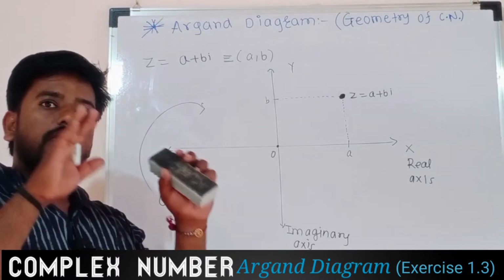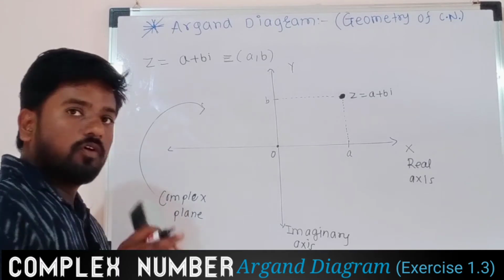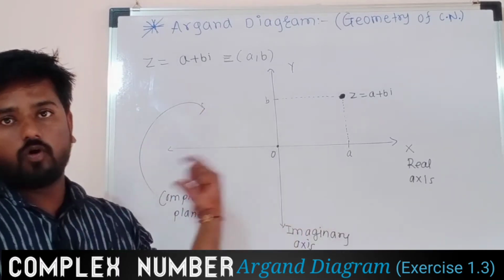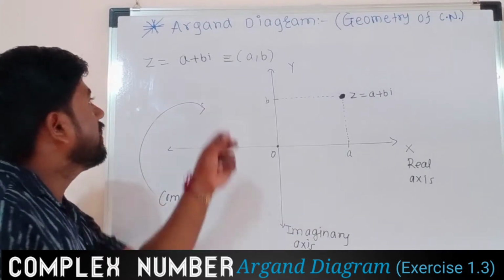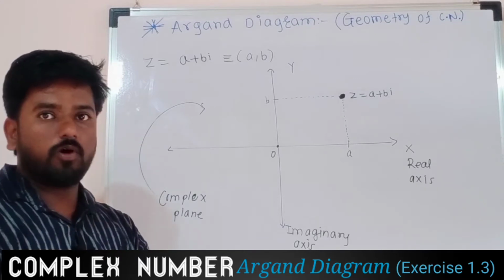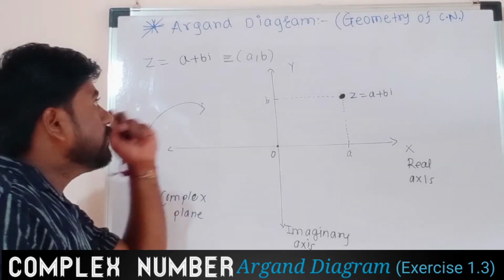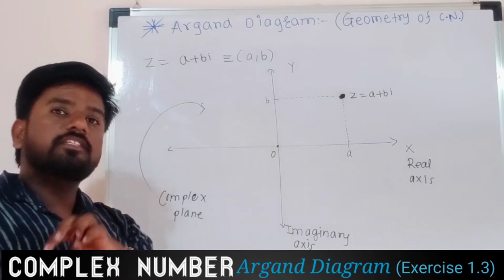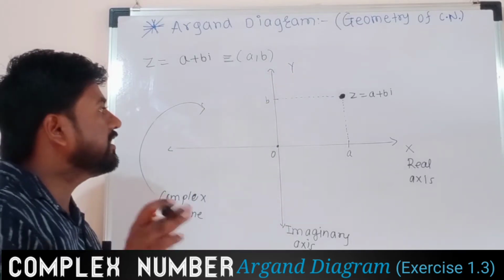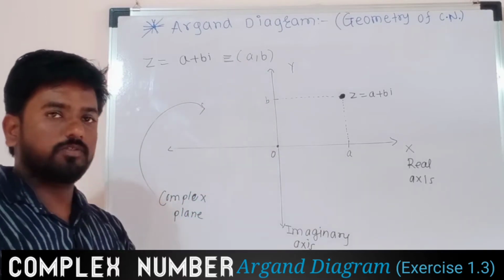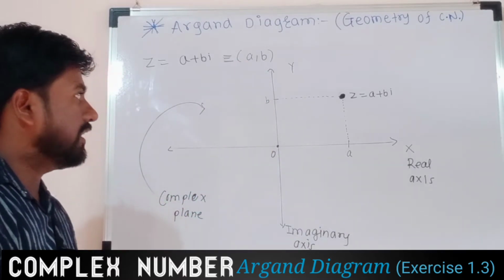So in a simple way, if you want to plot any complex number on the complex plane, first write your complex number in coordinate form, that is x comma y form. Once you have written it in xy form, you can easily plot that number on the complex plane. It is a very simple part.